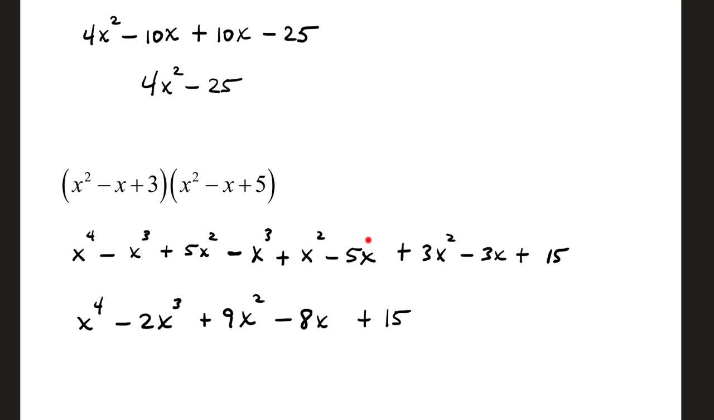There are a couple of x to the first terms, negative 5x minus 3 more, that's negative 8x. And then finally we get to the constant. There's only one constant, plus 15, and that's it. We've combined all like terms, and we've successfully multiplied and simplified.